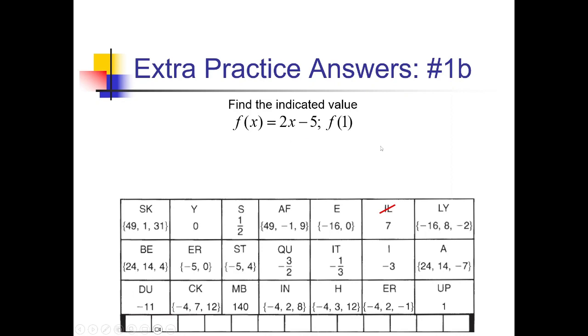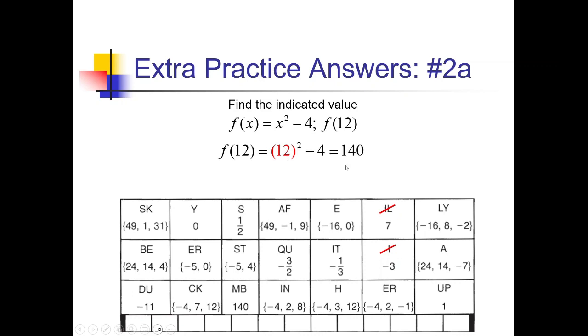We're using the same function now for part B of number 1, but we're plugging 1 in instead. So this is 2 times 1 minus 5. That's 2 minus 5, or negative 3. Looking for that down below, it looks like that's going to be I, so cross that off. Next up, we've got x squared minus 4 as our function, plugging 12 in there for part A. So this is going to be 12 squared minus 4. That's 144 minus 4, which is 140. And 140 corresponds with MB, so cross that off.